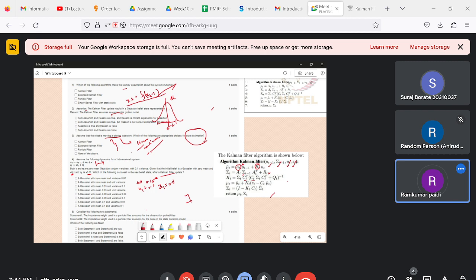Sir, one question related to the initial weeks: can I say that the number of joints is always equal to the number of degrees of freedom? Number of joints always equal to number of degrees of freedom. Okay, that is your question.